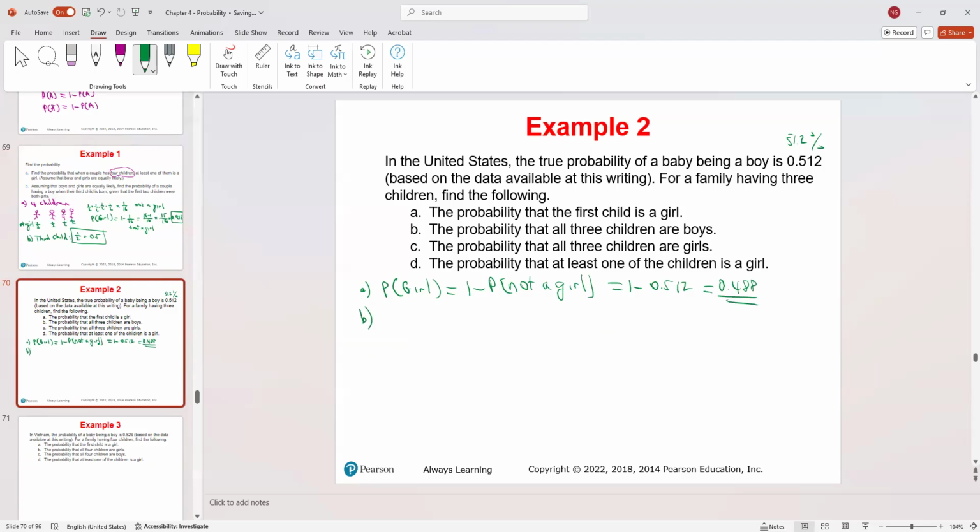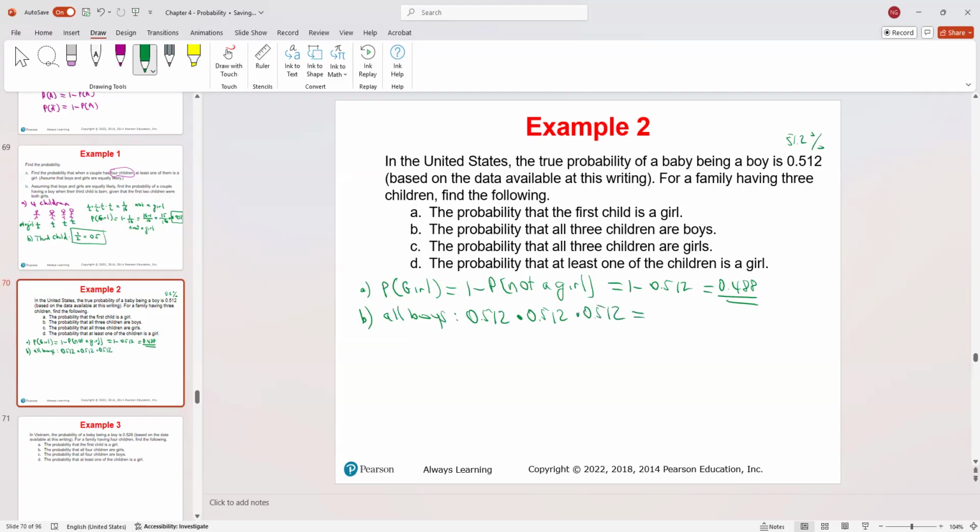For B, the probability that all 3 children are boys. So what happens? The first child, all boys. What is the probability the first one is a boy? Yes, 0.512. What is the probability the second one is a boy? 0.512. What is the probability the third one is a boy?